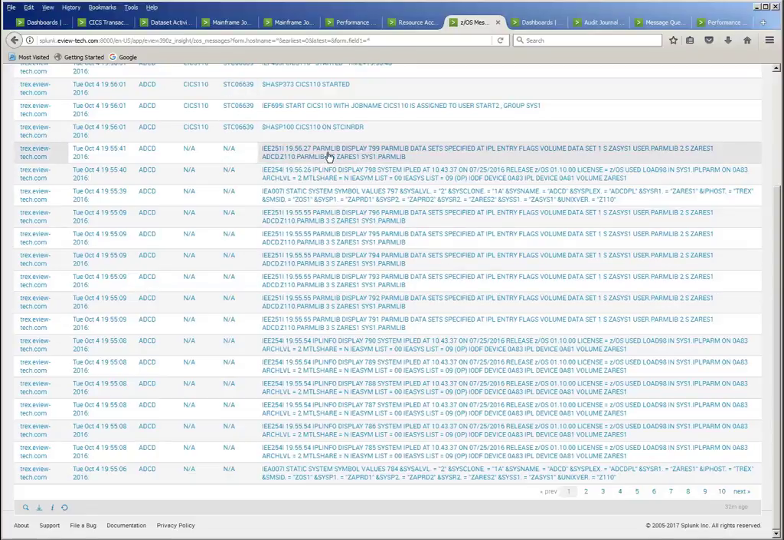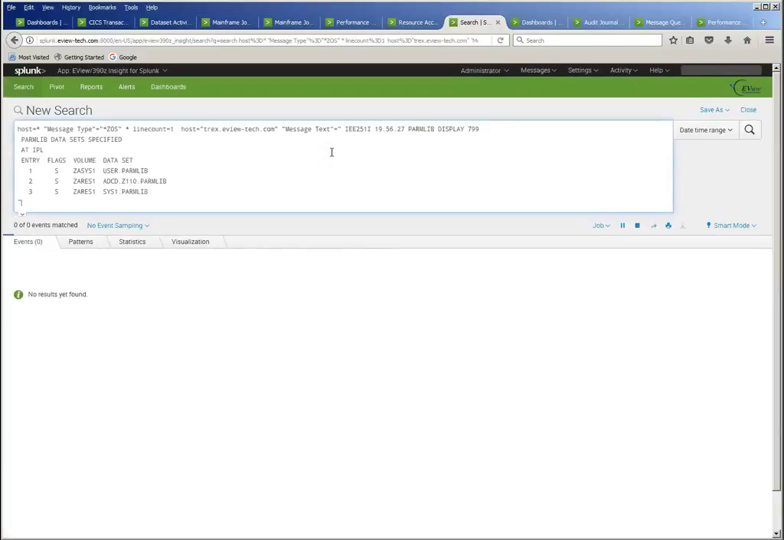And you can then go and look at details of these messages, and do any kind of typical searches that you might do as far as the types of data within the message.